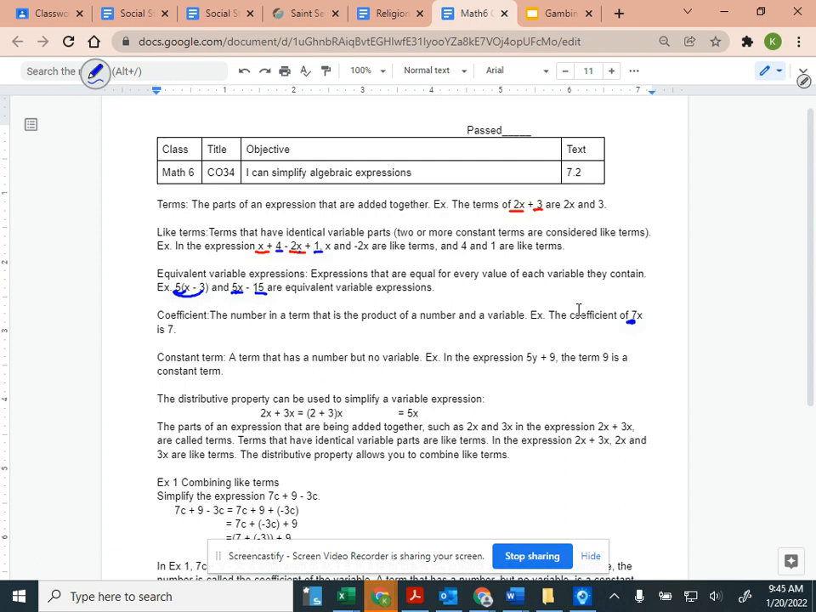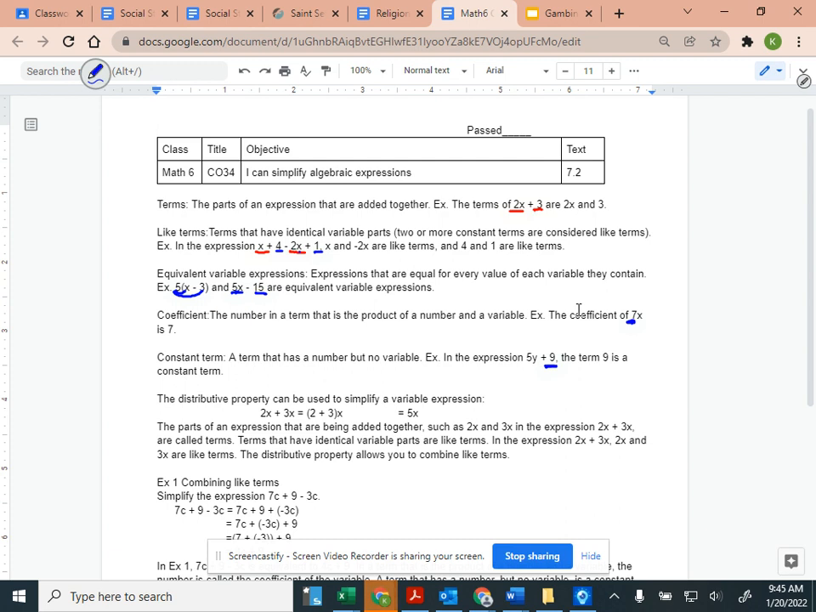A constant term, a term that has a number but no variable. So if we look at 5y plus 9, 9 is the constant. There's no letter next to it. So the constant is just the number. It doesn't have a letter. We know it's a constant.